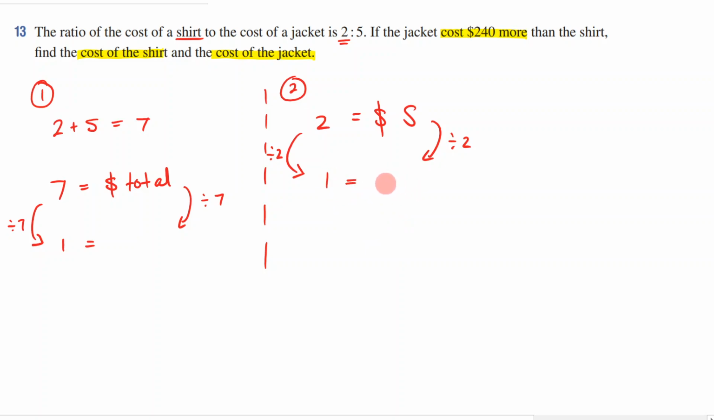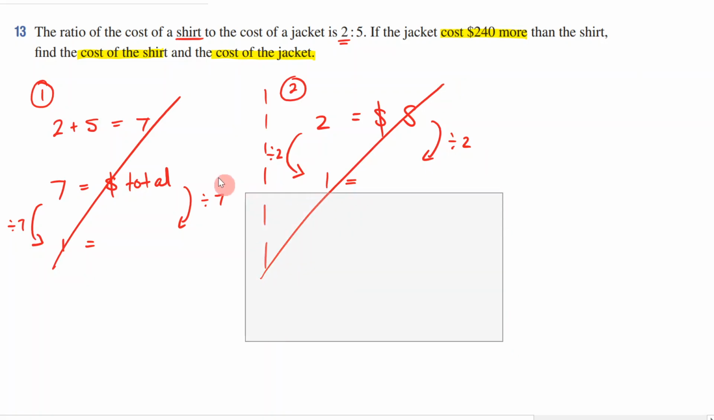But obviously I can't use this because I don't know what the cost of a shirt is. And of course, the same thing would apply here for a jacket. If I was told the cost of a jacket, I would equate that to 5 and do the same thing. But I haven't been told that. So neither of these are viable options for this question. So let's just get rid of them altogether.